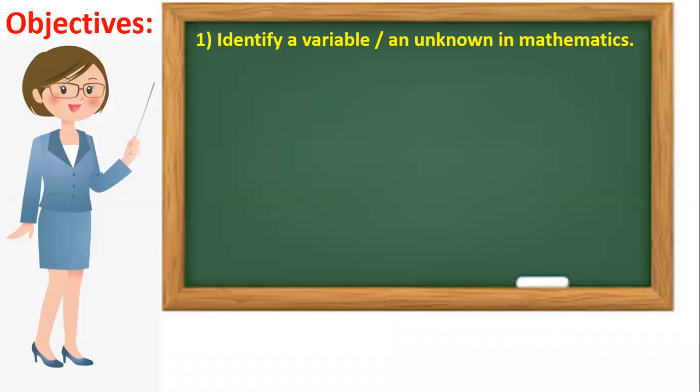Who can remind me, what do we mean when we say a variable or an unknown? What do we mean by a variable or an unknown in mathematics? Who knows? Yes, guys?